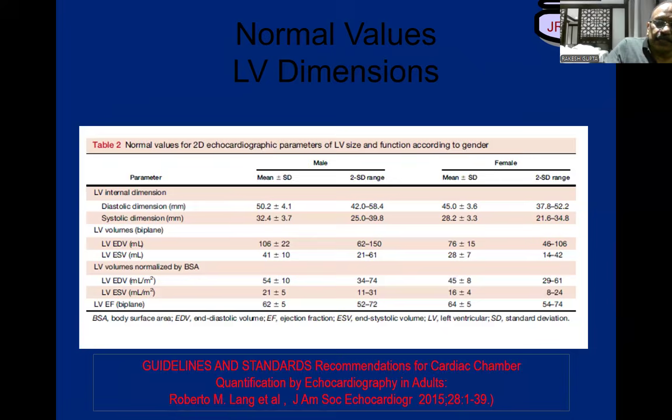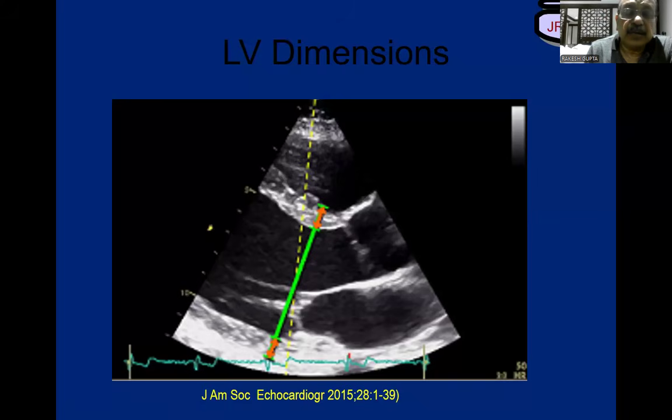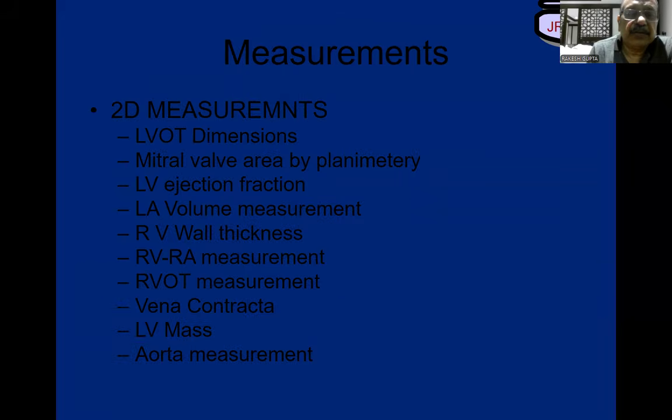And these dimensions have to be indexed. Indexed means you feed in the body surface area by putting height and weight. The machine will automatically give you the indexed body surface area, and these values get decided by body surface areas. Now, this is the most important thing which you need to learn in your measurements.